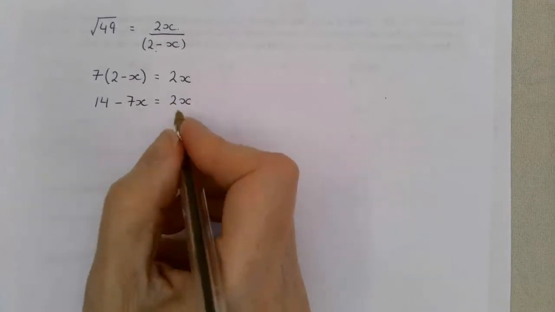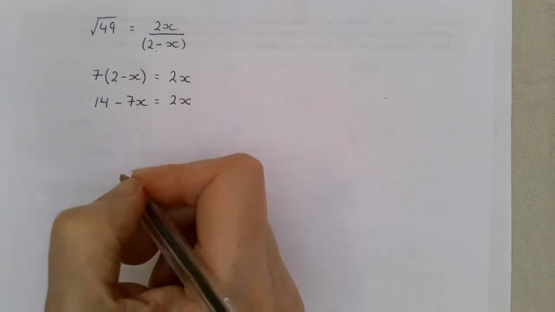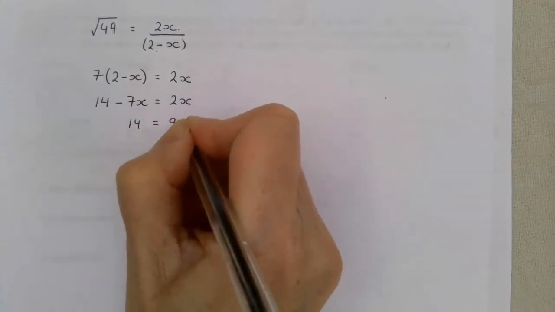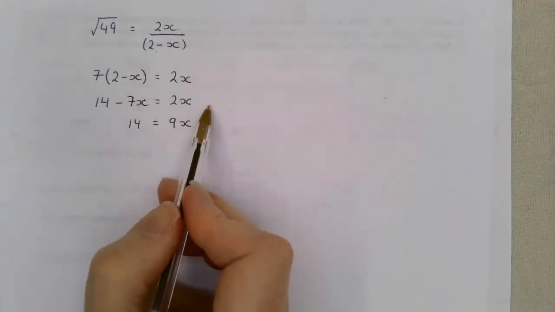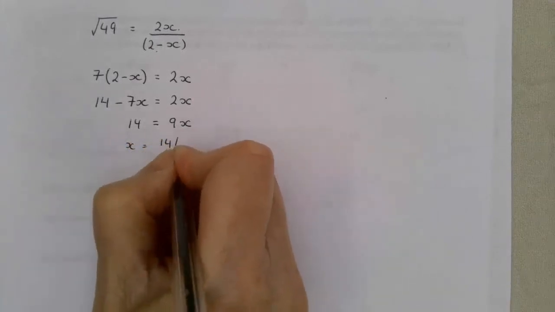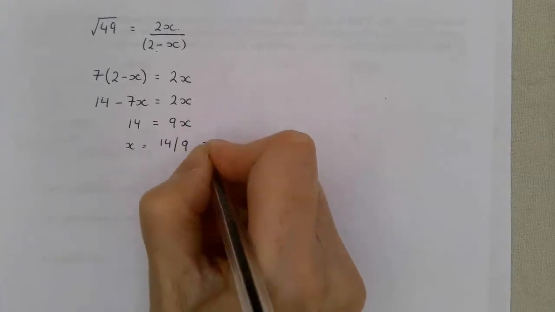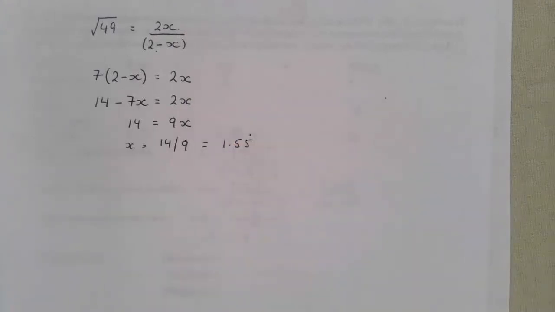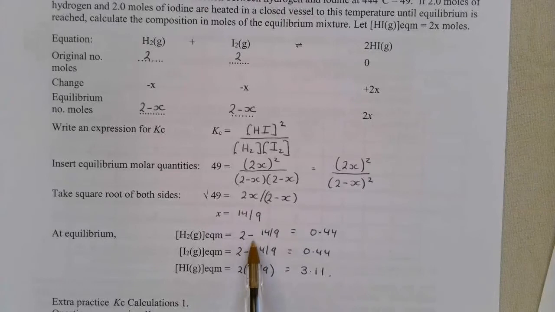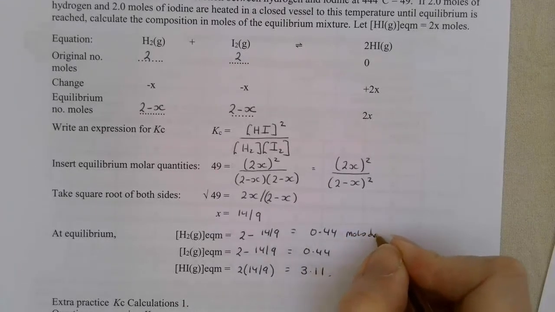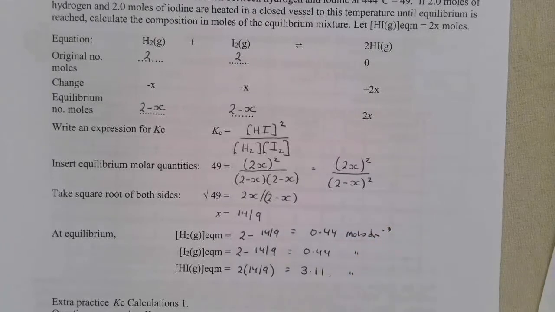So again, I'm going to rearrange this and get all my X's on one side and all my numbers on the other side. So I've got 14 equals 9X, because I'm going to bring this minus 7X over to this side to become plus 7X, and therefore X is equal to 14 divided by 9. And that equals 1.55 recurring. So at equilibrium, I have 2, my starting amount, minus my change, my X, and this will give me my number of moles, or my moles per decimeter cubed, for each of those.